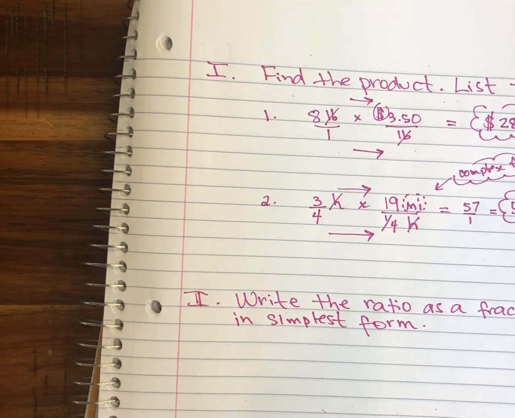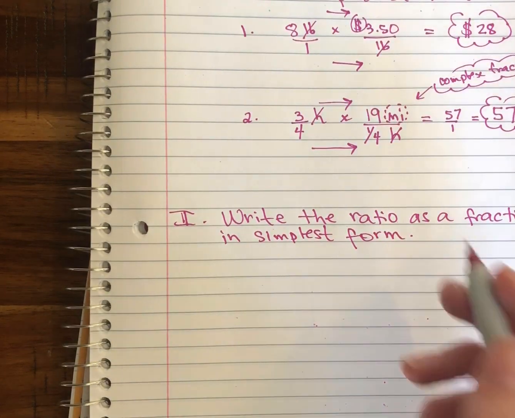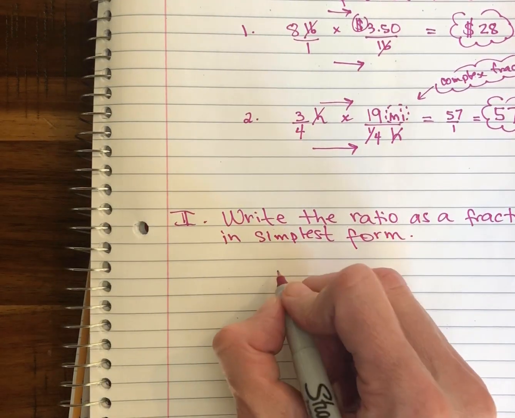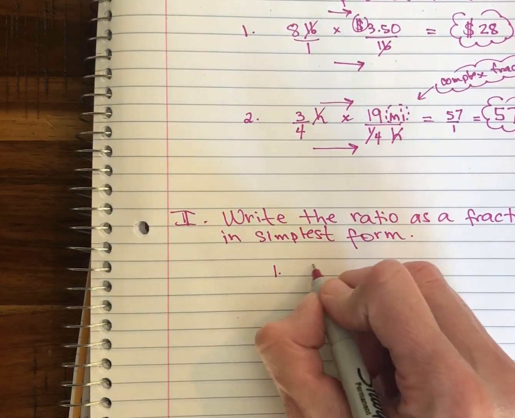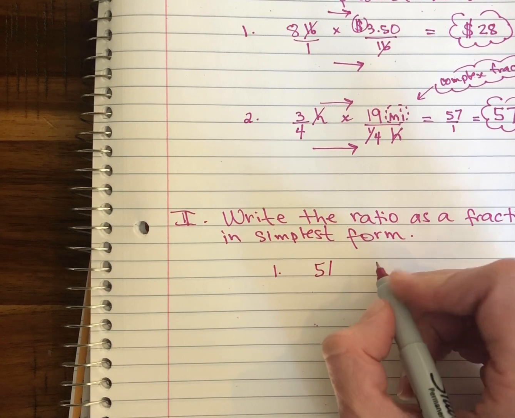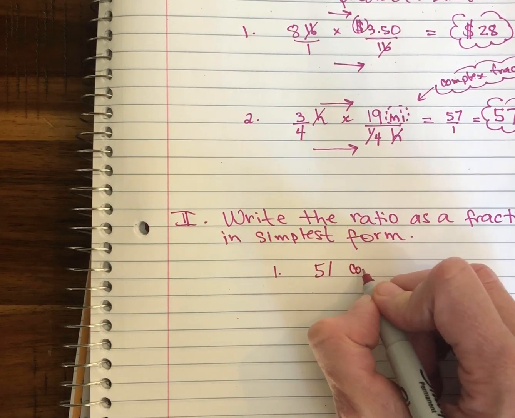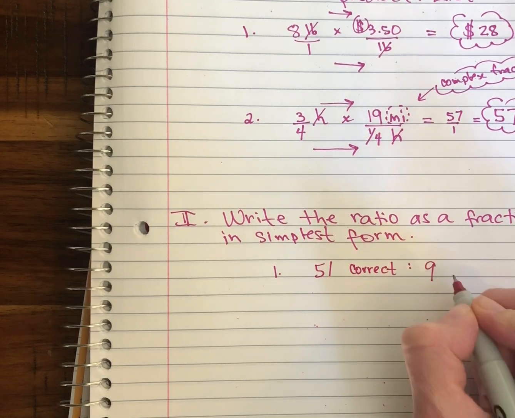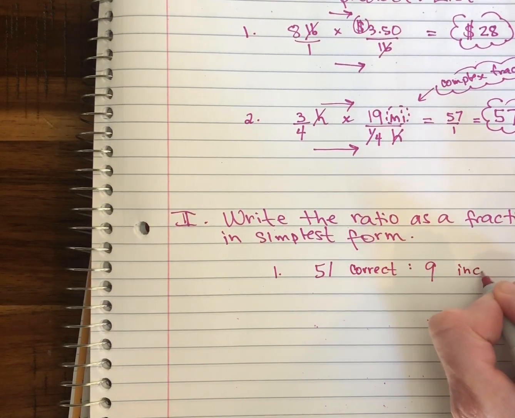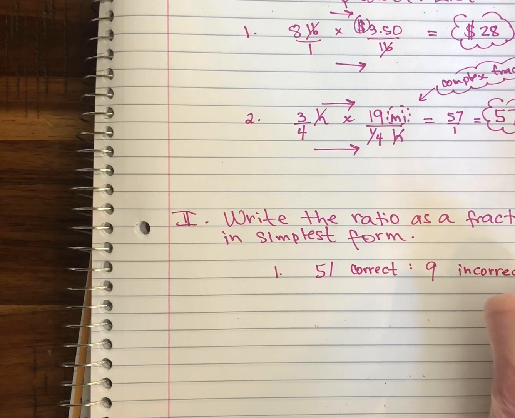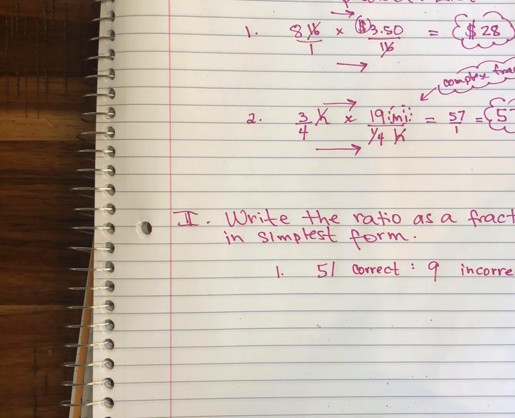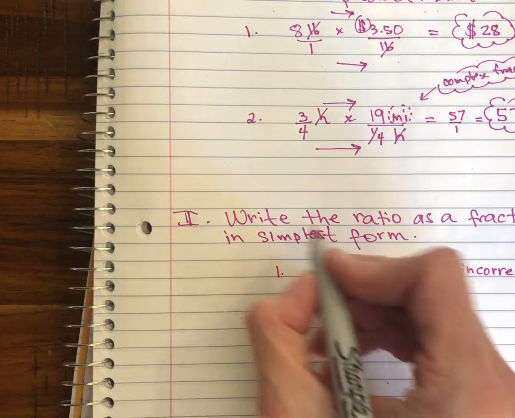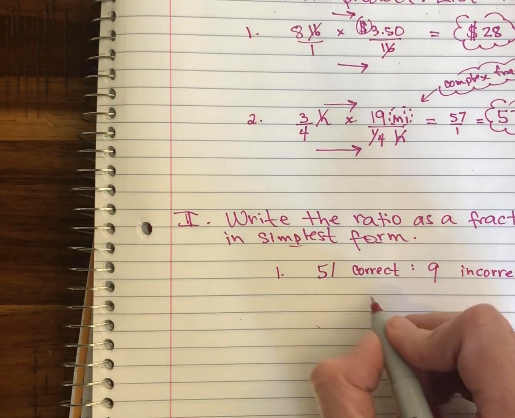Okay, so let's take a look at a couple examples. The first one you're going to notice is like what we've done all along. Let's say you had a test and you got 51 correct and you got 9 of those incorrect. It says we need to write it as a ratio in simplest form. I think a fraction makes the most sense when we're talking about simplest form.